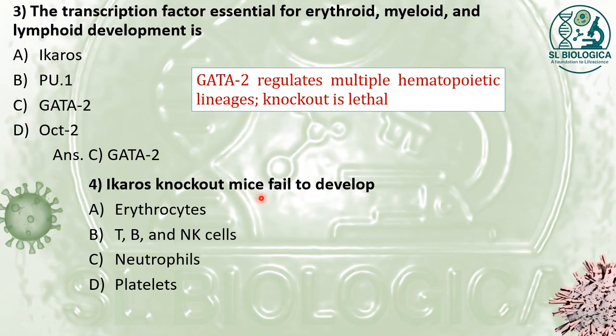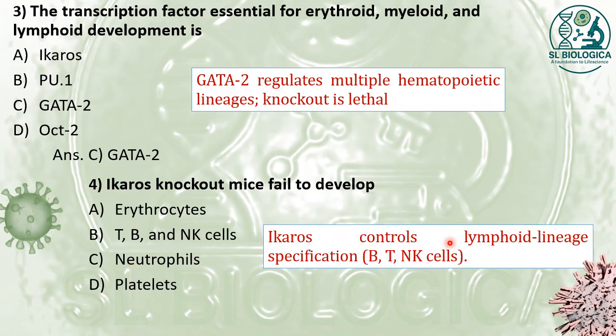Ikaros knockout mice fail to develop. So they are again asking about another transcription factor, that is Ikaros. In mice which have this Ikaros knockout, the gene will be silenced. So they fail to develop which cells? They are asking which type of cells won't develop in Ikaros knockout mice. We have the options: erythrocytes, T, B, and NK cells, where NK means natural killer cells, okay? Then neutrophils and platelets. Ikaros actually controls the lymphoid lineage specification.